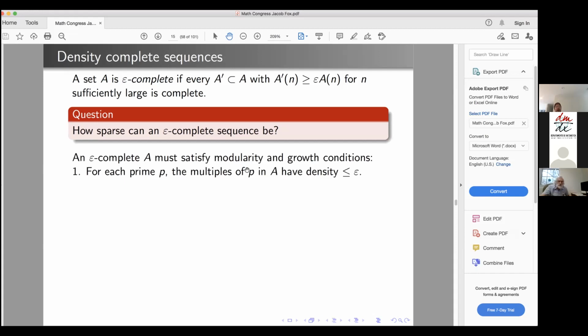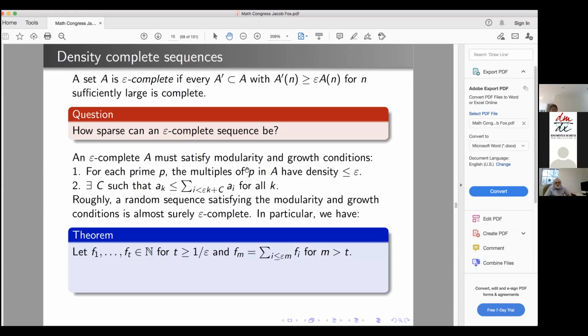And as we discovered earlier, there have to be these modularity and growth conditions. In this epsilon complete problem, for each prime p, the multiples of p in A have to have density at most epsilon. Otherwise, we could take the subset A prime to be the multiples of p in A, and that would not be complete. And there also has to be some growth condition. This growth condition tells us that there's a C such that the element a_k has to be at most the sum of the first epsilon k terms plus C a_i's, so that it doesn't grow too quickly.